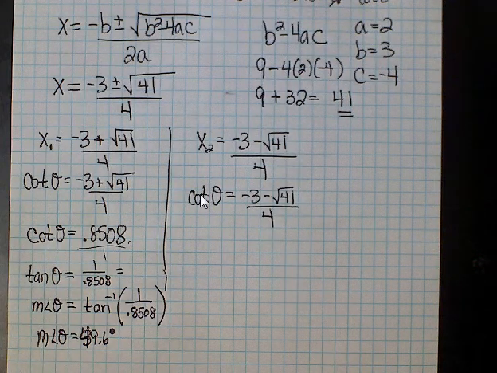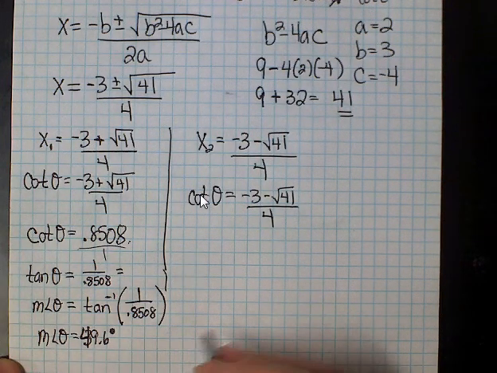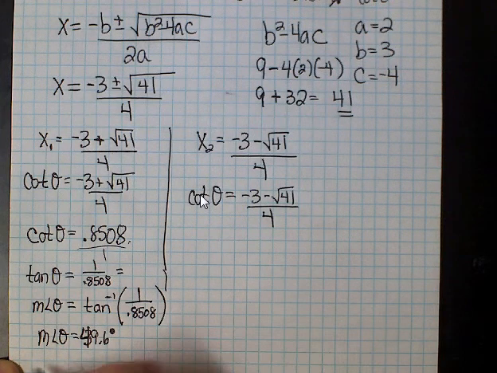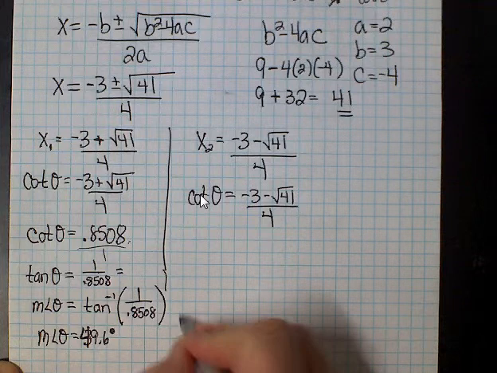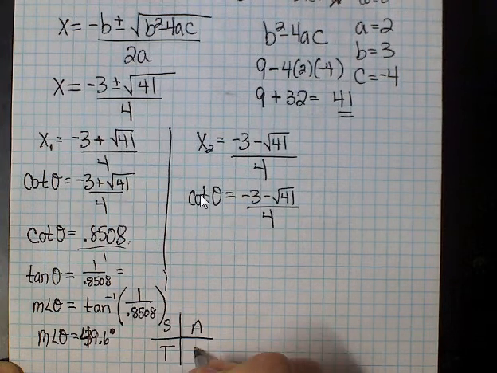Because remember, we're dealing with a circle. Most of these problems are going to be from 0 to 2 pi, or from 0 to 360. Now we find out whether we can accept that answer or not. So I'm going to go to ASTC.